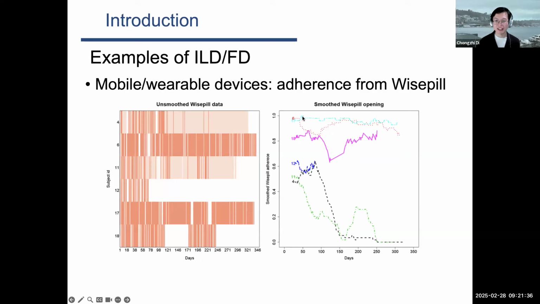Some of them are highly adherent, almost closer to 100%. Some people are less adherent, right? Some, especially this participant, start off at about 50%, but then level off, and at some point it's almost not adherent at all. So we see a lot of variation and patterns in this type of data.